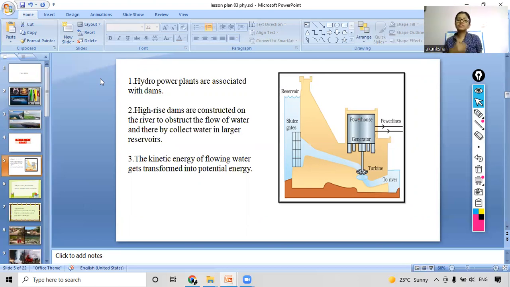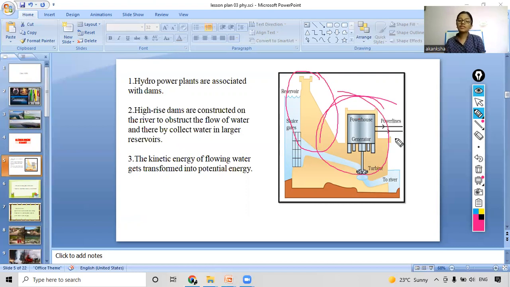So hydropower plants are associated with dams, right? Because dams are a very important part. These are the dams. This whole is a dam, and only this dam completes this hydropower plant, right? So what happens here is that high-rise dams, like this, you can see it is so high, are constructed on a river. If this is a river and this is a dam, it is constructed on a river to obstruct the flow of water.